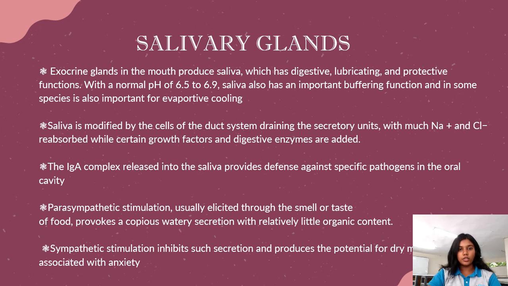Now we'll see the histology of the salivary glands. Exocrine glands in the mouth produce saliva which has digestive, lubricating and protective functions with a normal pH of 6.5 to 6.9. Saliva also has an important buffering function and in some species it is also important for evaporative cooling.